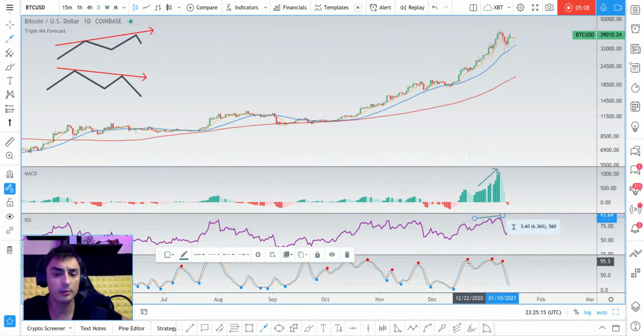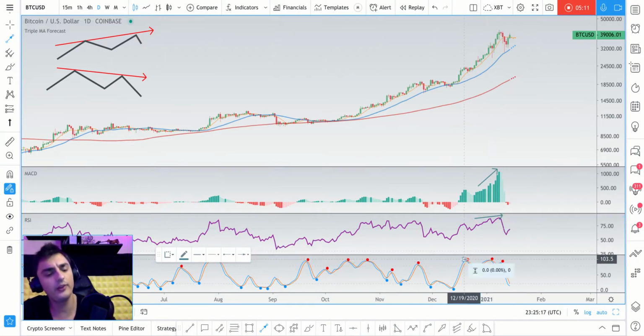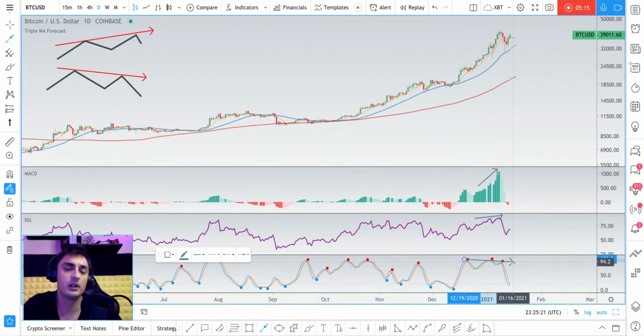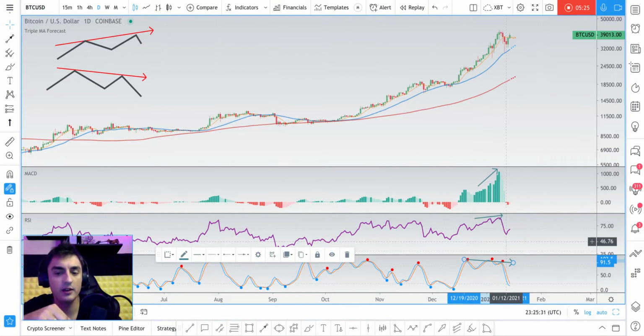Same for RSI, just going up. But as you can see here on stochastic RSI, we have a different vision. We have the bearish divergence on stochastic RSI. So right now, one of the four indicators is showing us bearish divergence.